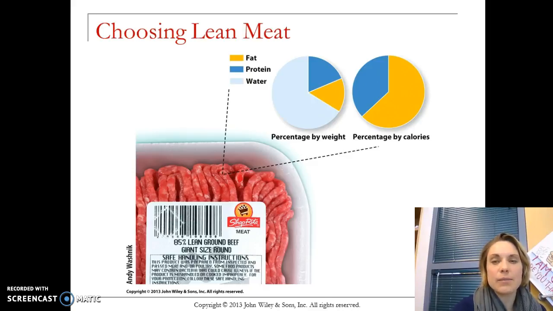When we choose a lean meat, we want to choose percentage by weight and percentage by calories. So as we look at our leanness, you can see 85% lean means the percentage by weight. When we look at how much fat there is, it means percentage by calories. So when we're not including the water, we're really just looking at protein and fat, and it's actually a much higher proportion of protein slash fat than it is when we look at the water.